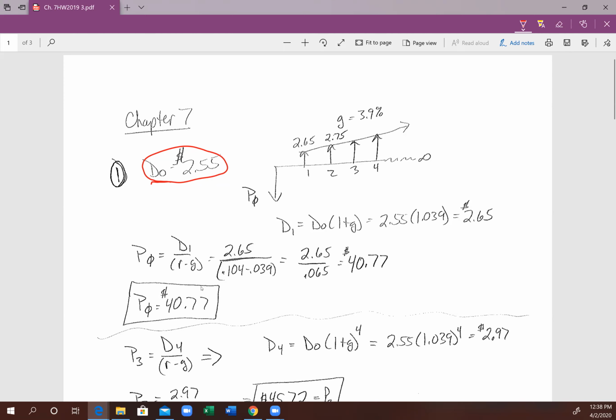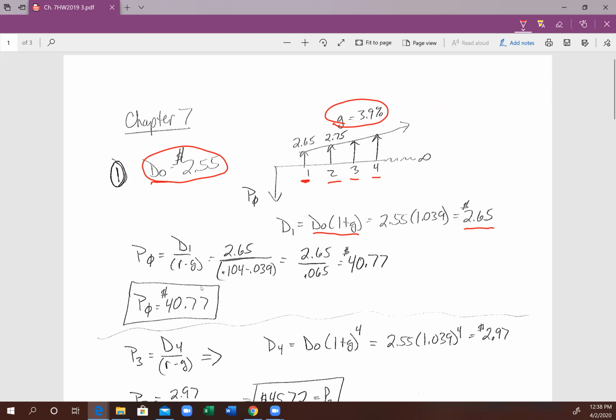So if we want to try to figure out what's going to happen in the future, we often look at the past. In this case, it said the company just paid a dividend of $2.55 a share. It's expected to grow at 3.9%. So what does that mean? That means we can start to figure out what the next dividend will be. If the last dividend was $2.55 and it's expected to grow at 3.9%, that tells us that D1 is going to be $2.65. Then we could figure out D2, D3, D4, etc.